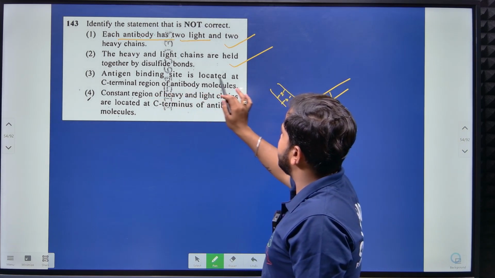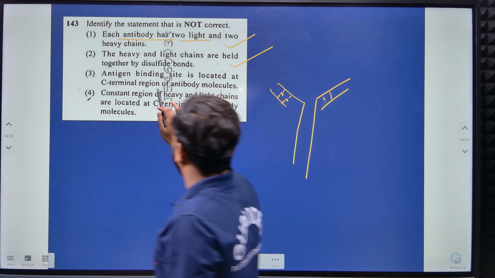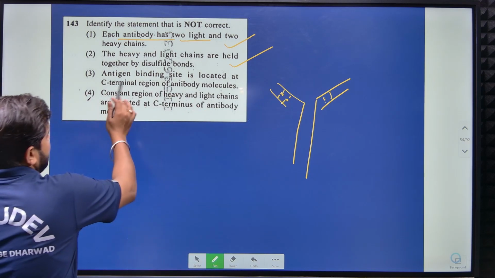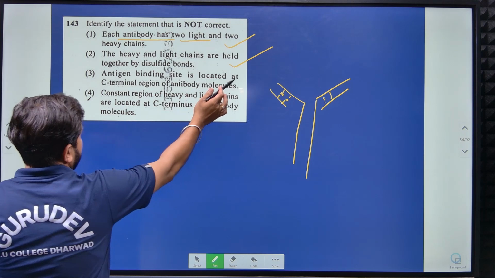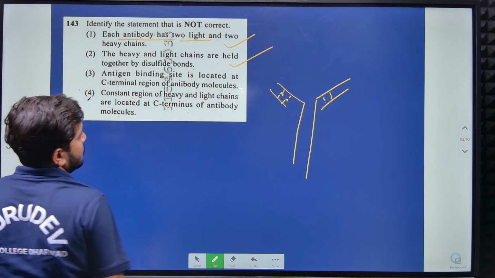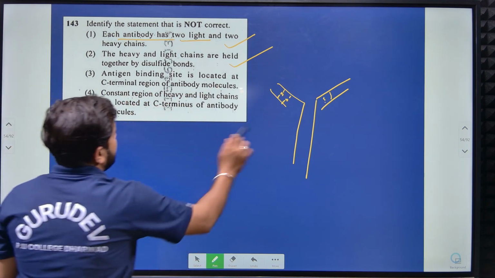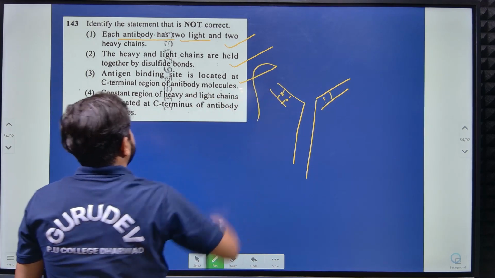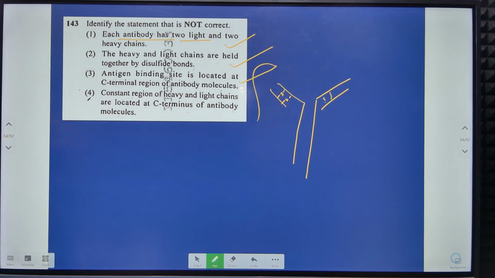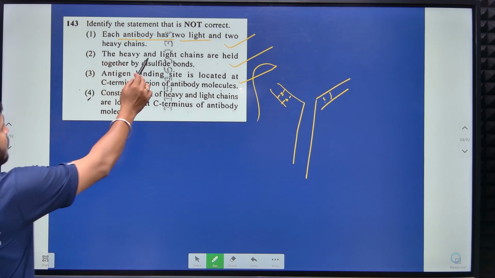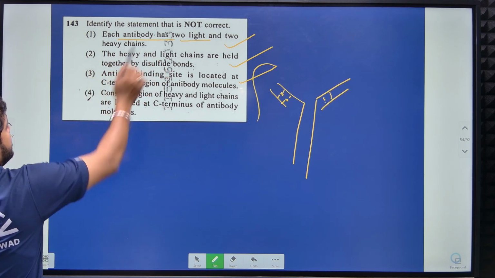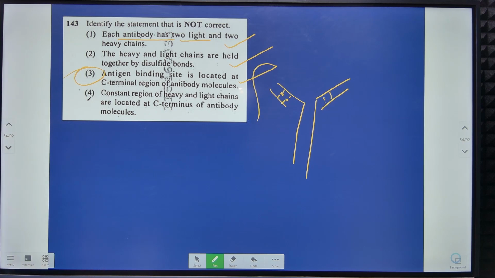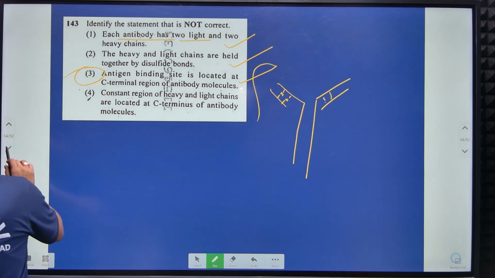Antigen binding site is located at the C terminal of the antibody molecule, right? So they are saying antigen binding site is located at the C terminal region of the antibody molecule, but it is present at the N terminal, and that is why this option is incorrect, right? So here they asked which is not correct, and option 3 is not correct, right? Option 3 is not correct, right?